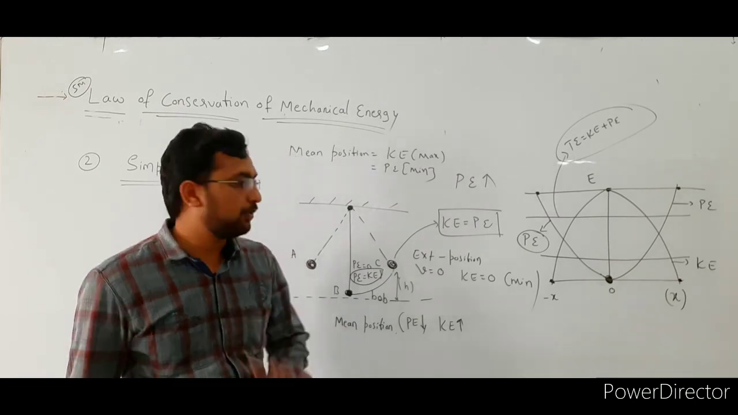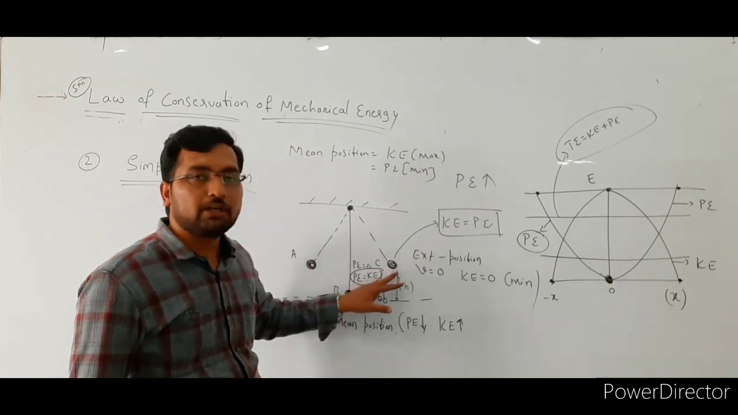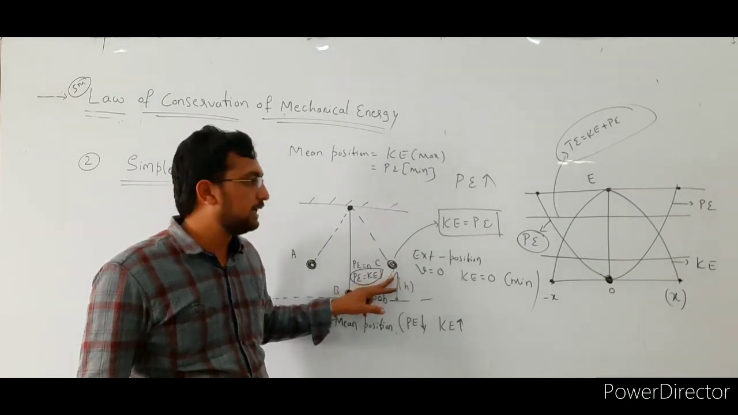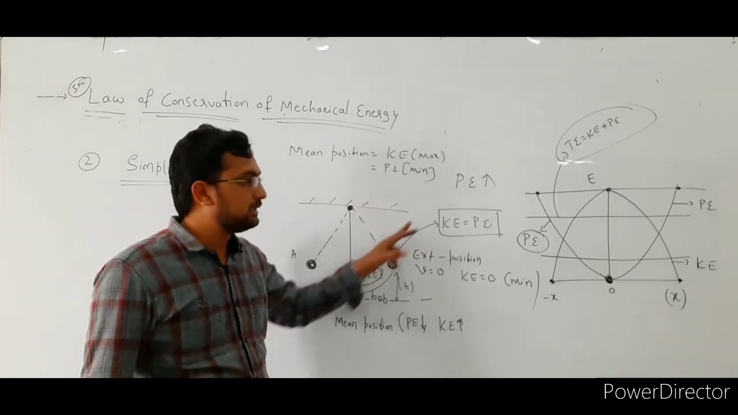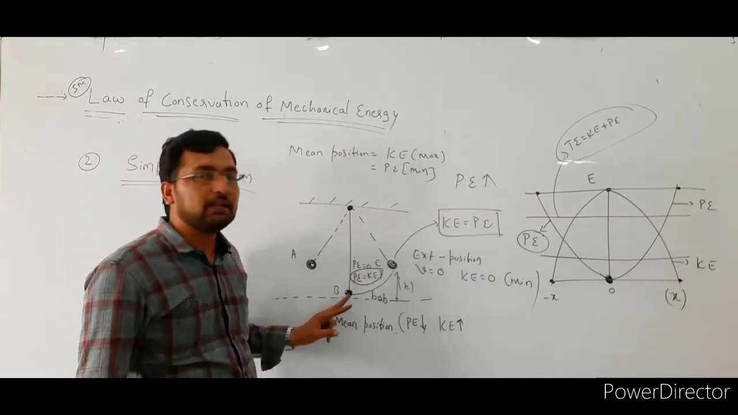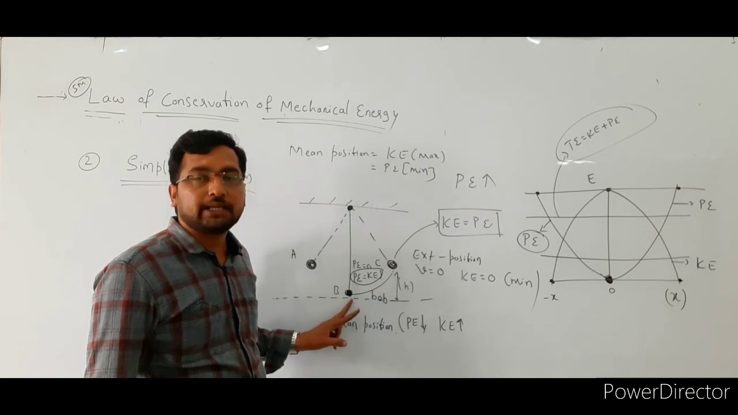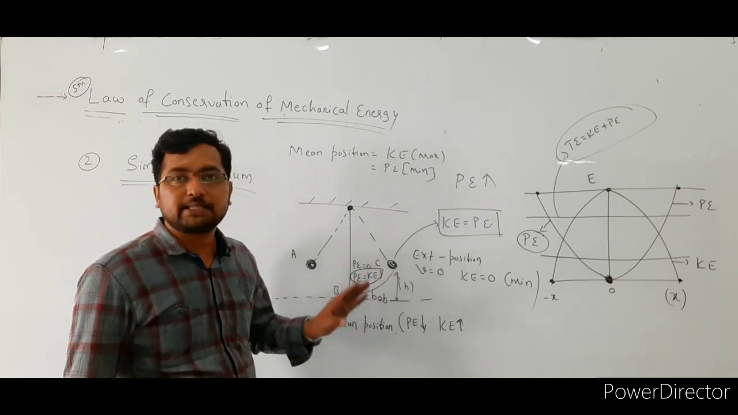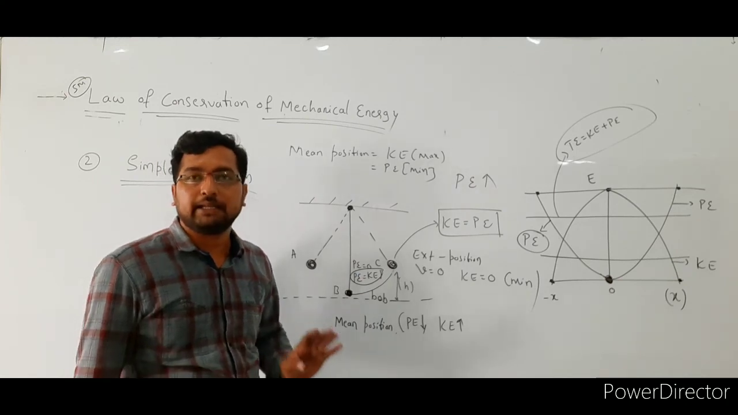So just remember the points here. At extreme position, potential energy is maximum, kinetic energy is minimum. In this case, the entire kinetic energy is converting into potential energy. At mean position, the potential energy is 0, kinetic energy is maximum. In this case, the entire potential energy is converting into kinetic energy.